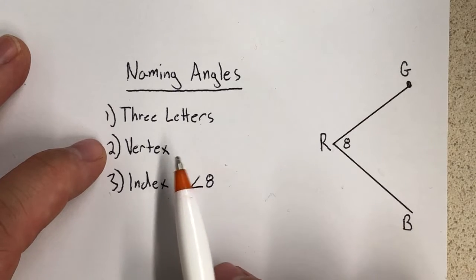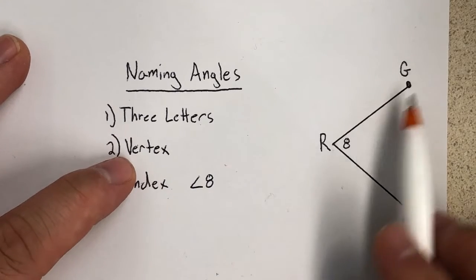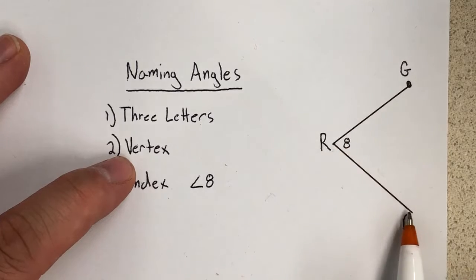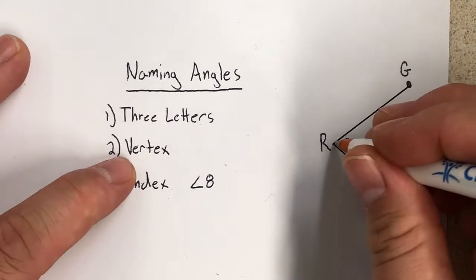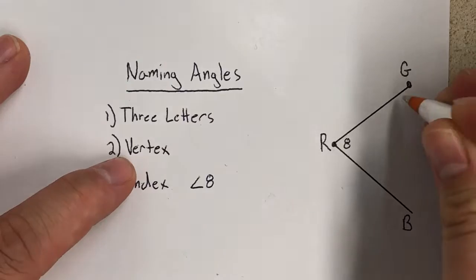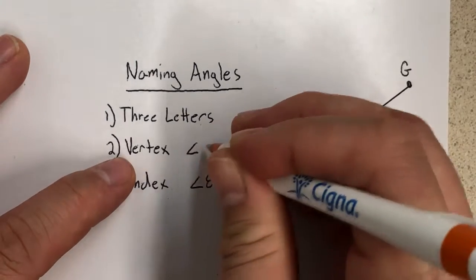You can also refer to an angle by its vertex. The vertex is the point where those two segments meet. So that would be R. R is the vertex of this angle. So you can call this angle R.